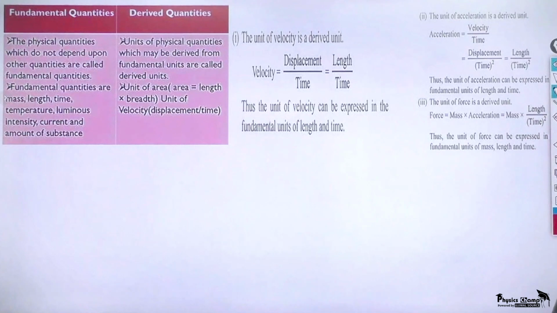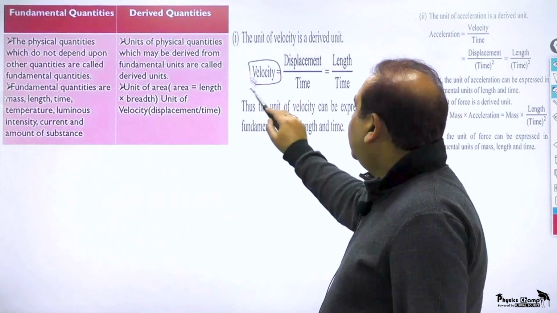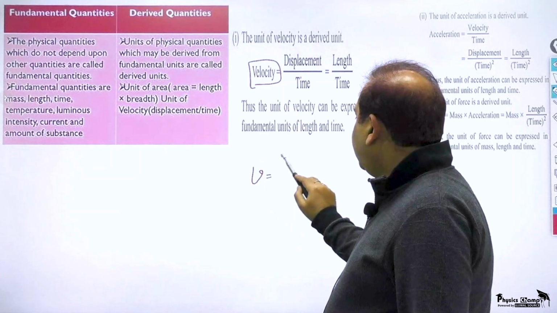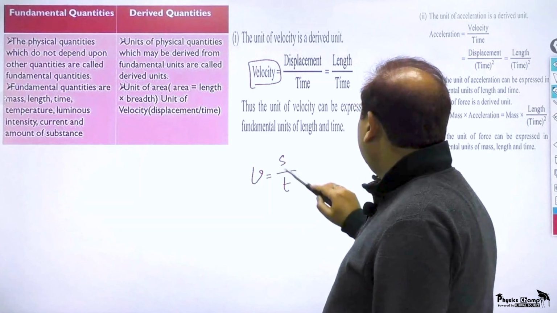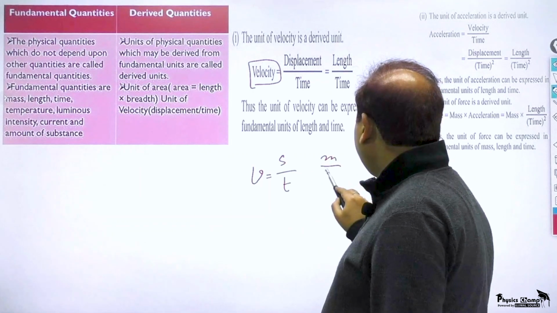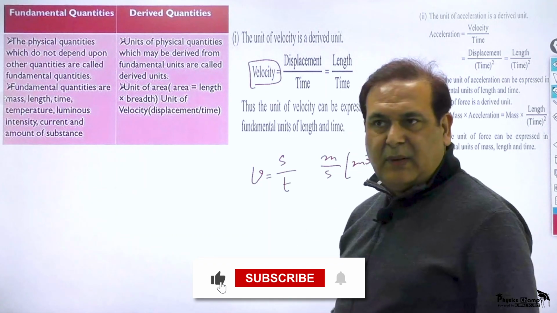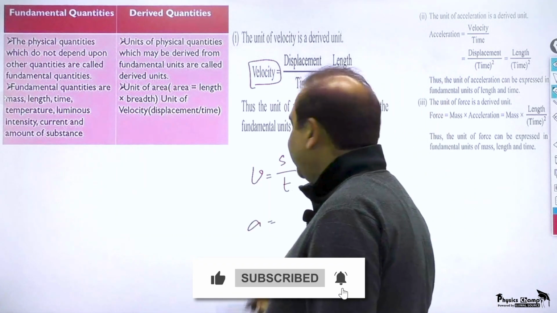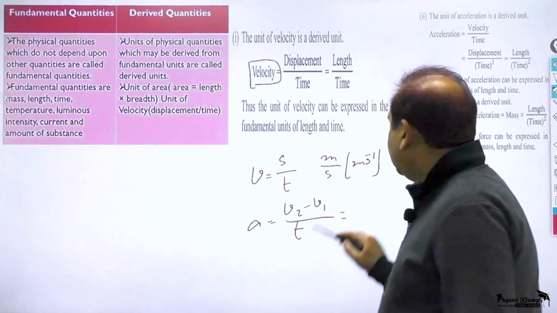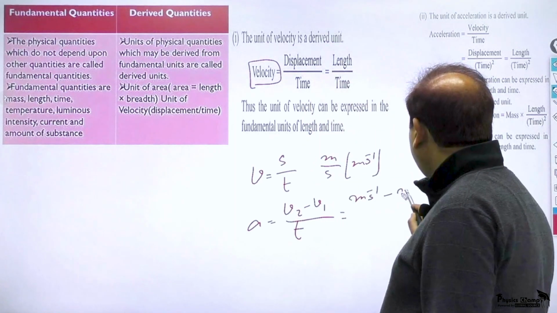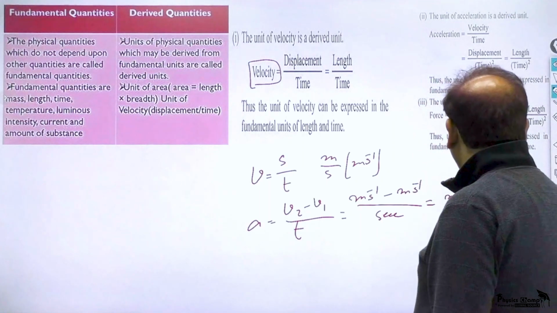Now moving further, here we are trying to once again come to this talk of velocity. Velocity is what? Distance per unit time. This is a derived unit. So distance meter for time second. So I can say it is meter per second. If we talk of acceleration, it is change in velocity per unit time. So it is meter per second minus meter per second divided by second. So it comes out to be meter per second square.